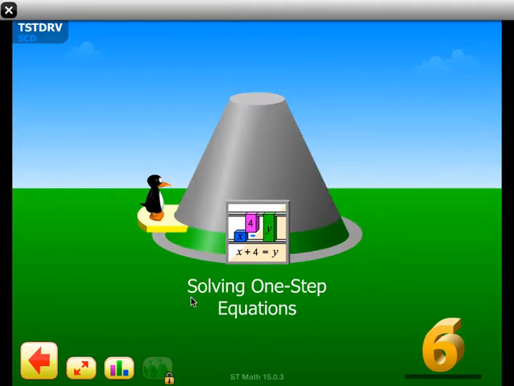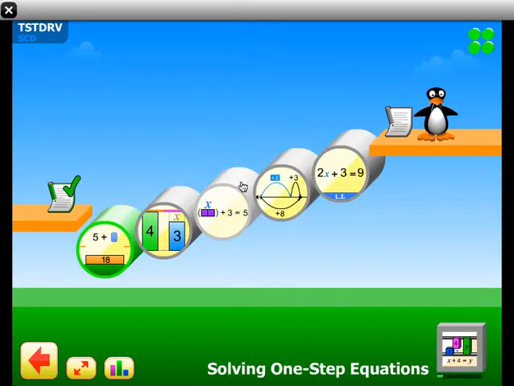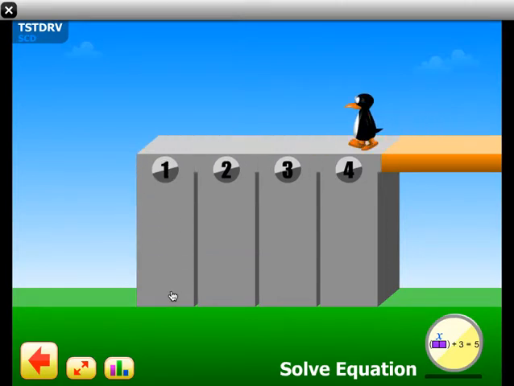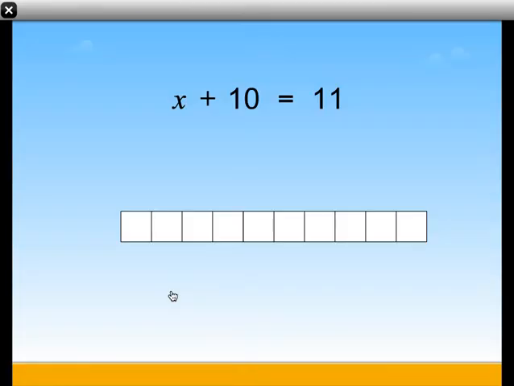Alright, this video is the number 10 ST Math module, solving one-step equations, and we're going into the third set of activities, solve equations. There are 4 modules or 4 activity layers to get through, and number 1, here we go.